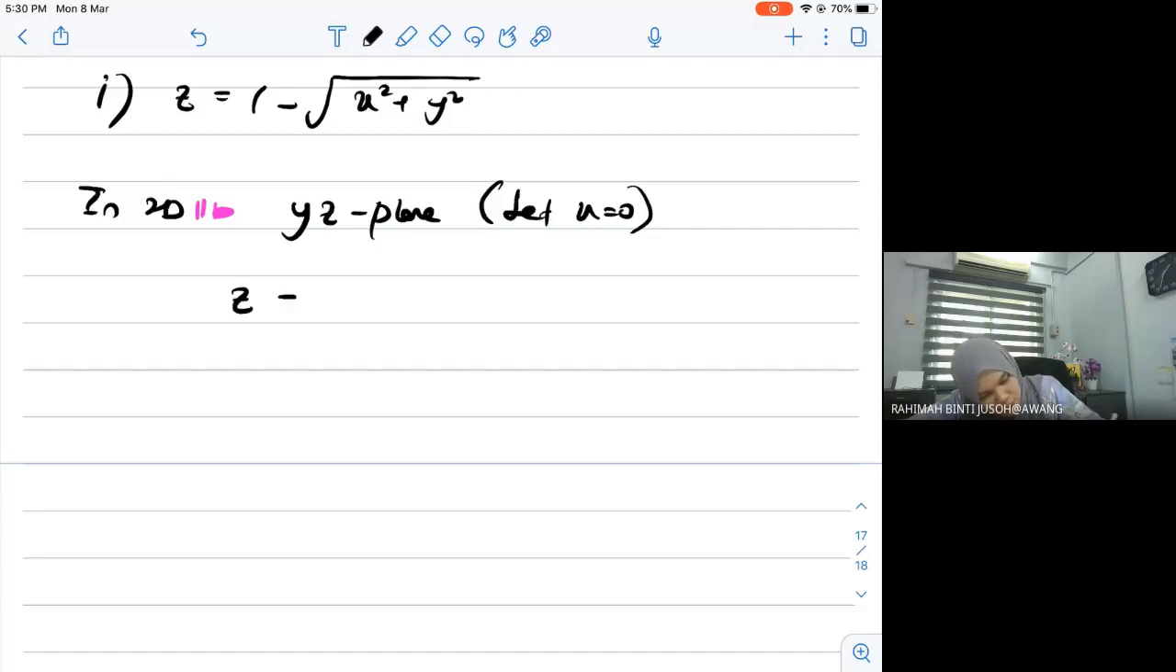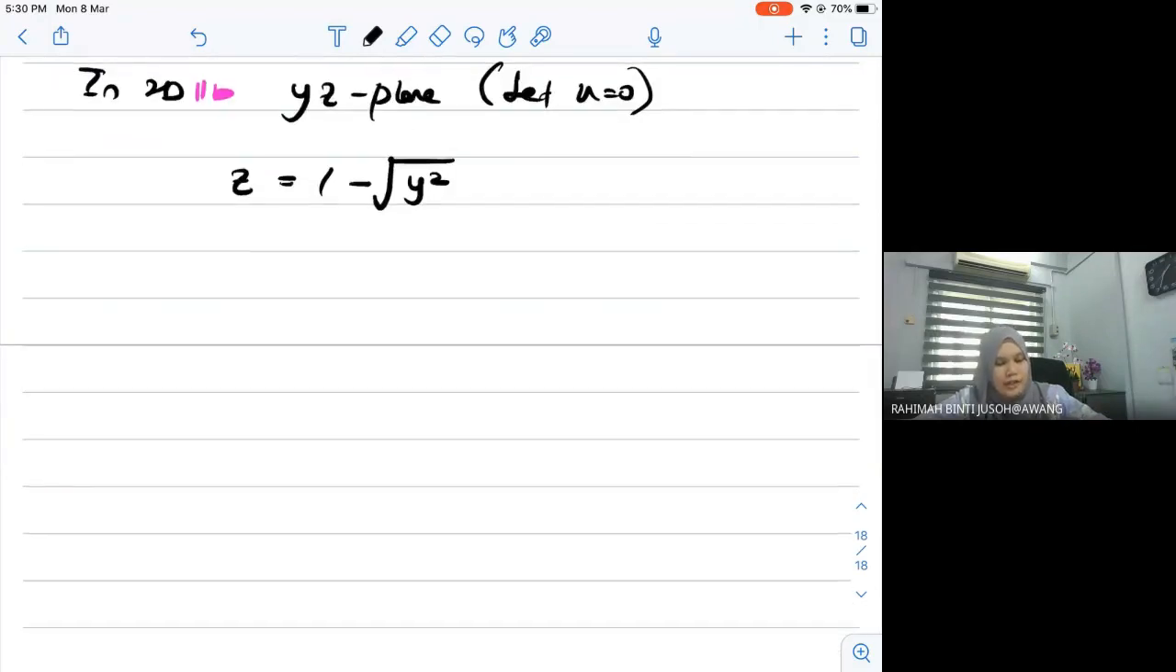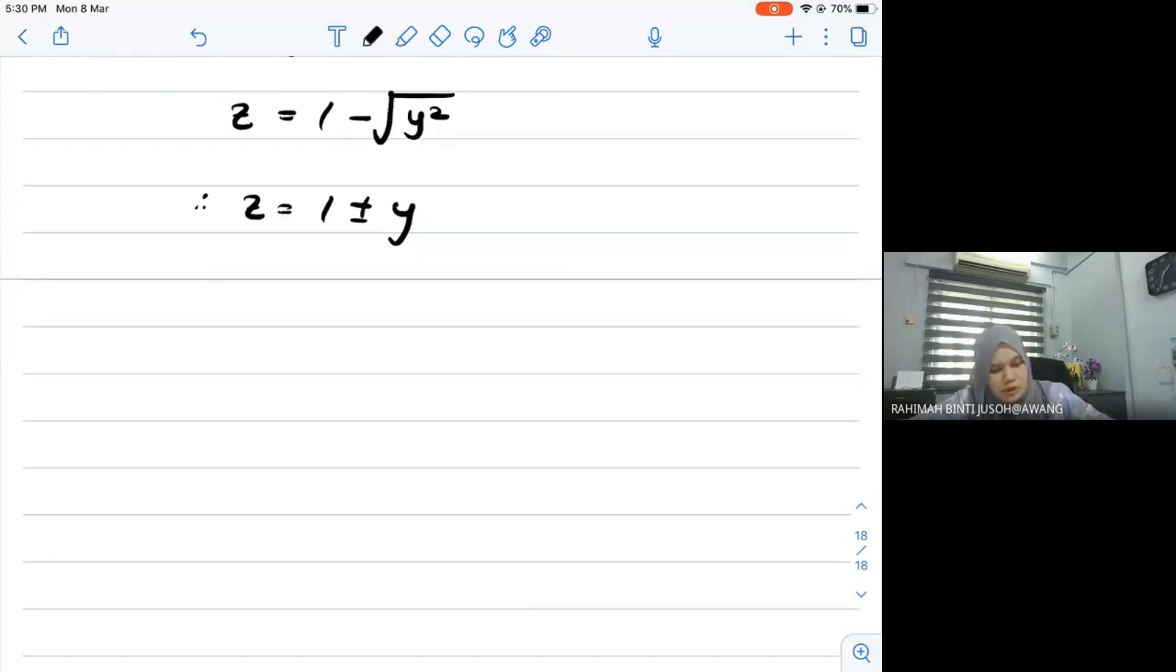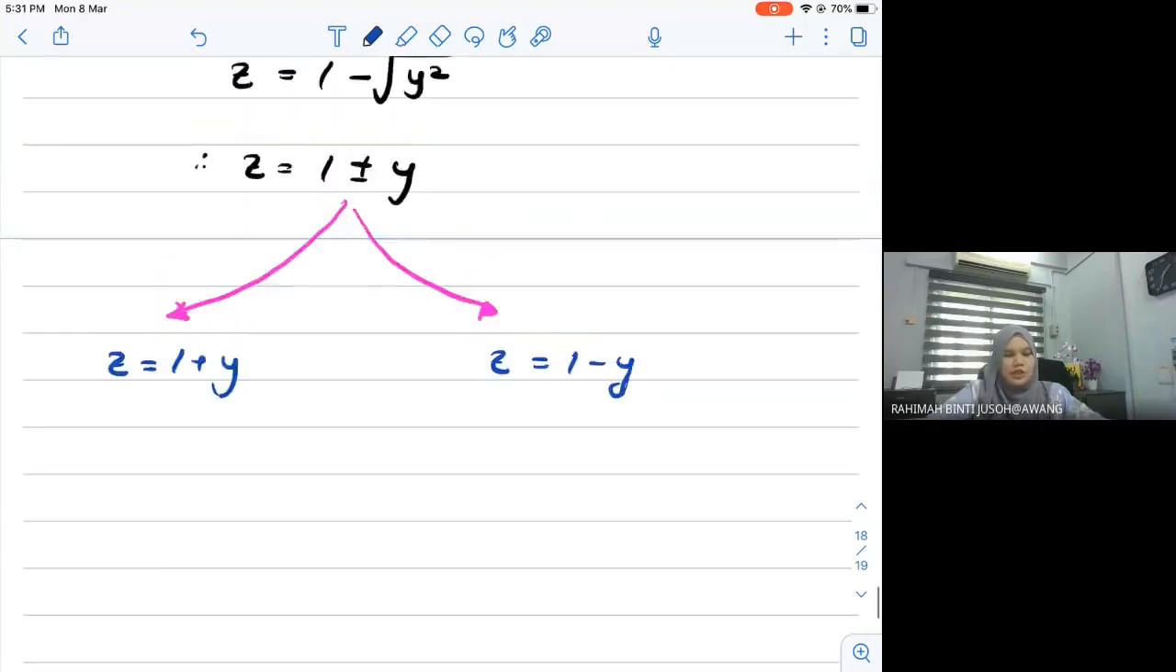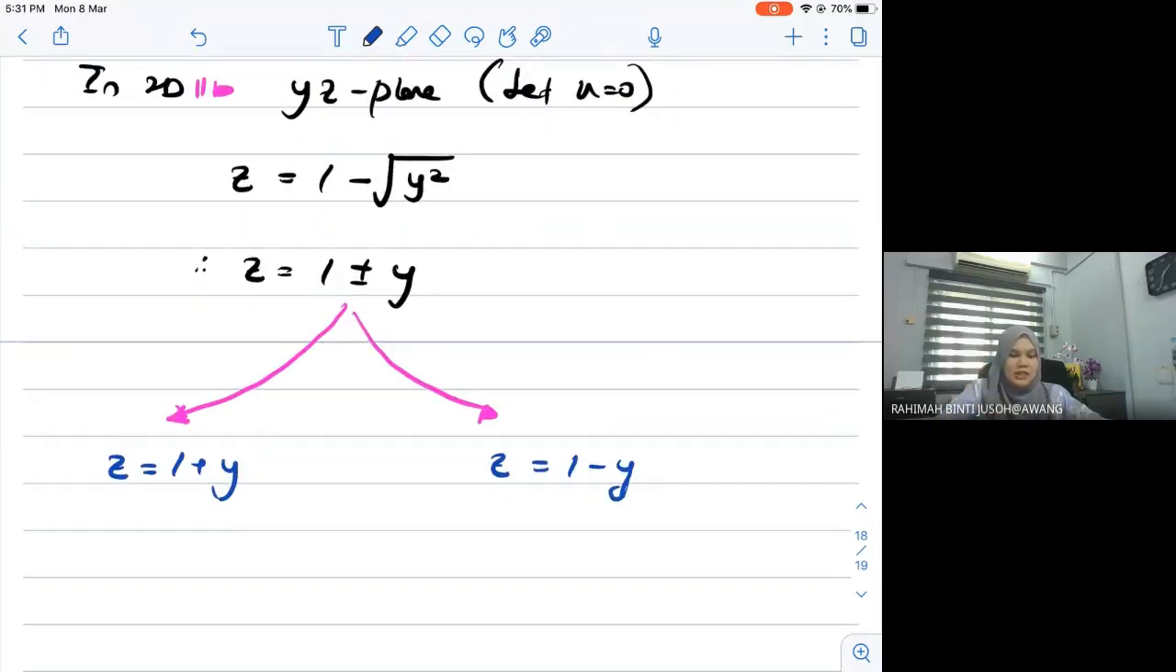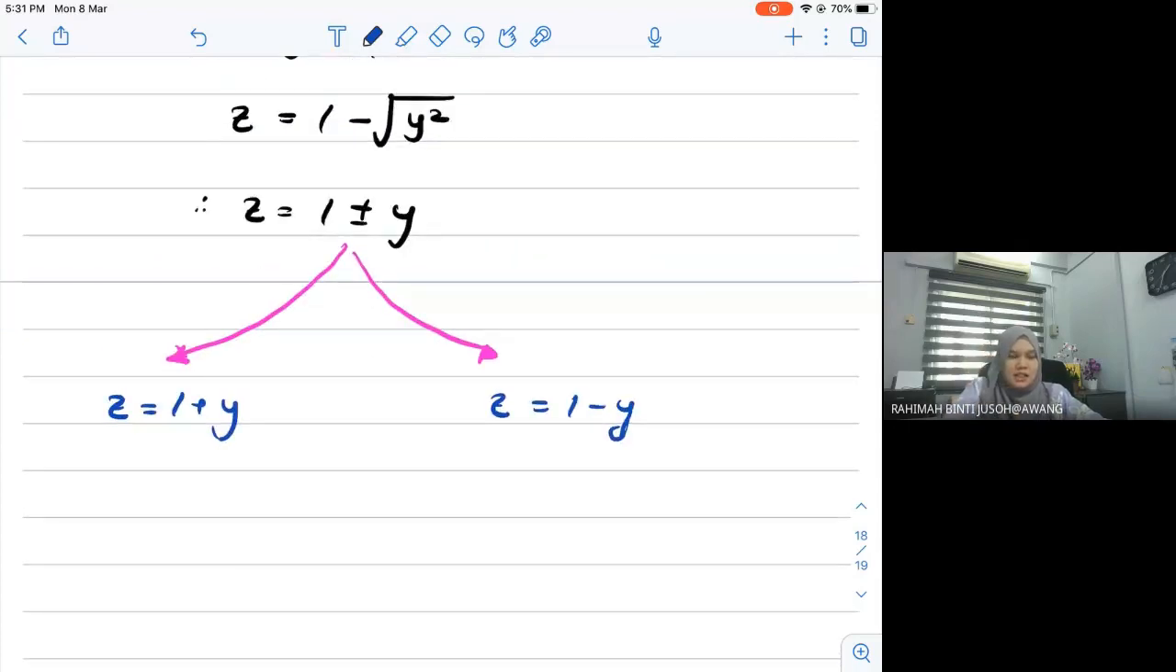Okay, so now kita ada z equals to 1 minus, bila x sama dengan 0, what happen, dia jadi punca kuasa y kuasa 2 macam ni kan? Okay. So now what happen here, bila ada punca kuasa dan kuasa 2, dia jadi plus minus. Dia akan jadi z equals to 1 plus minus y. Macam tu. So bila jadi macam ni guys, kita akan pecahkan kepada dua equations. Yang pertama, z equals to 1 plus y. And then yang kedua, z equals to 1 minus y.